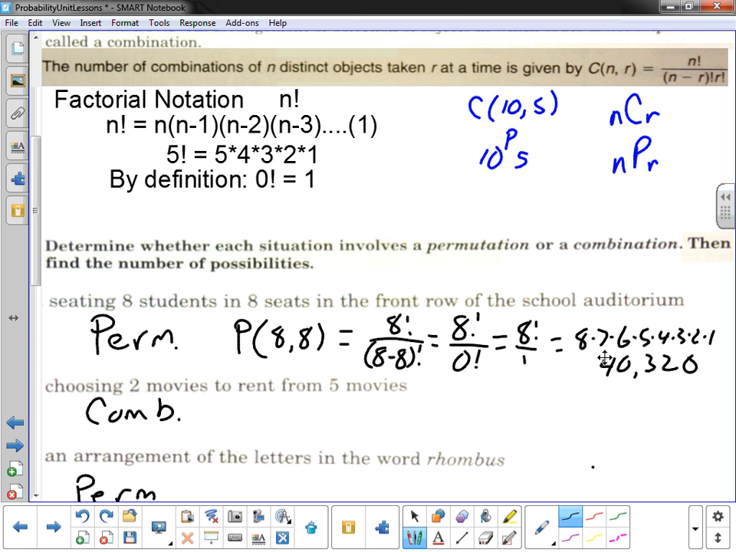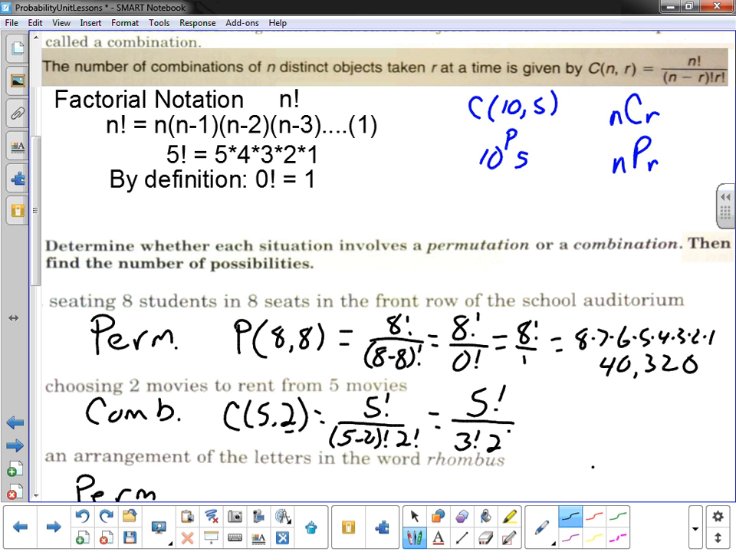Okay, choosing 2 movies from a group of 5 movies. That's a combination, so C(5,2), which means I've got 5 factorial over 5 minus 2 factorial times 2 factorial. So whatever that second number is goes into the bottom twice. That means I've got 5 factorial over 3 factorial times 2 factorial. Now notice the 2 numbers on the bottom add up to the number on the top. That's important. That's the way to remember how to do the combinations. And now we could just run it out. So I've got 5 times 4 times 3 times 2 times 1 on the top, divided by 3 times 2 times 1. I should write that out, huh?